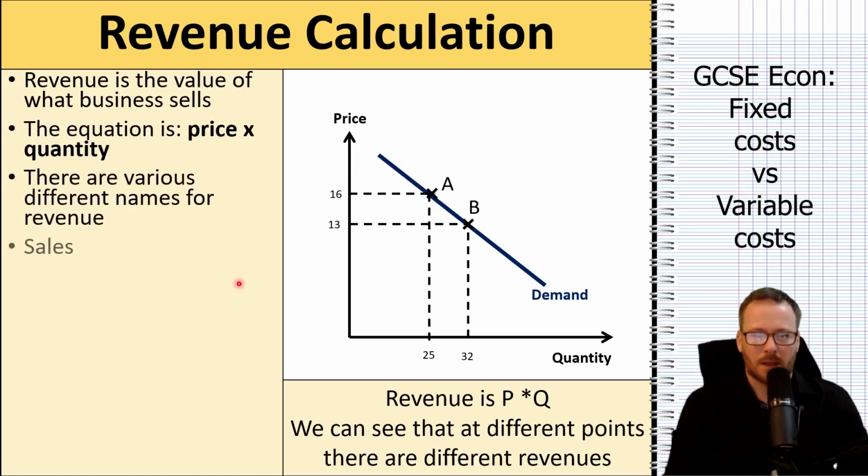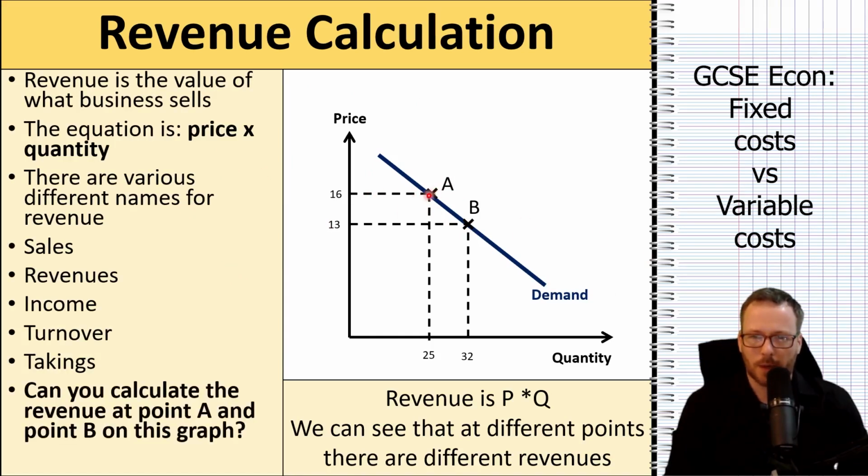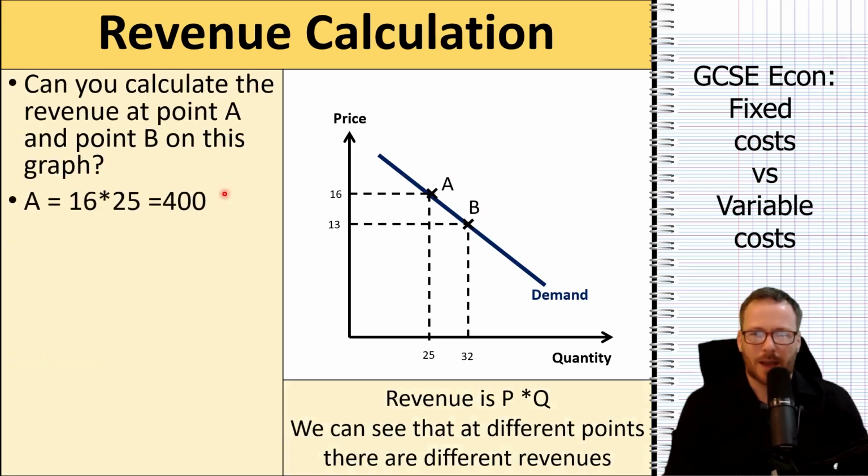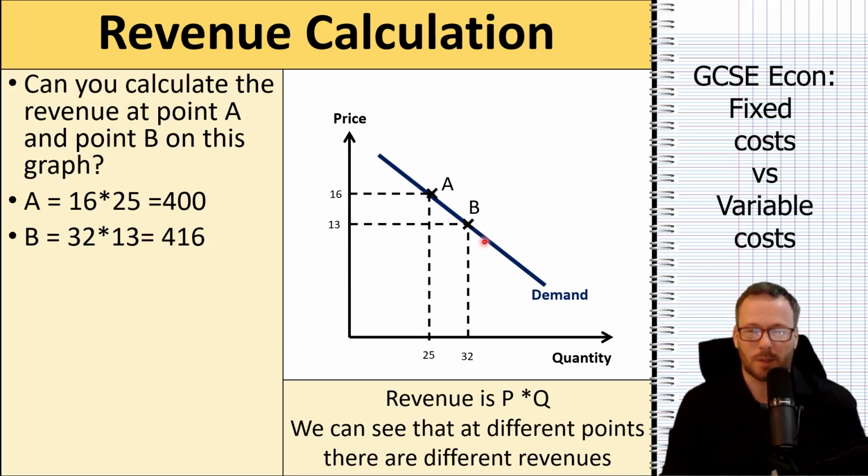So, if we know revenue is price times quantity, can you calculate the revenue at point A for me and point B for me? You can pause this video. Did you get it? So A is going to be 16 times 25. It's going to be this box here. And B is 32 times 13, which is going to be this box here. So we can see if we move from A to B, we'd actually get a higher revenue. That's pretty good, isn't it? But that doesn't mean we're going to have a higher profit. There's loads of other things we need to work out.